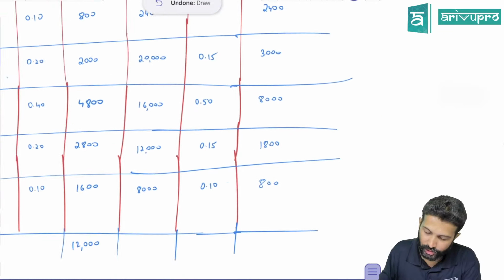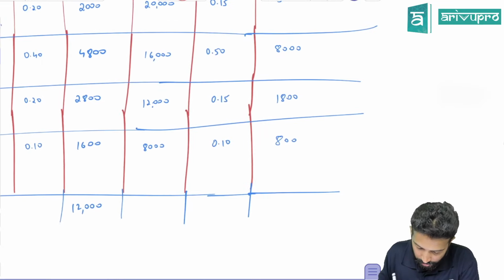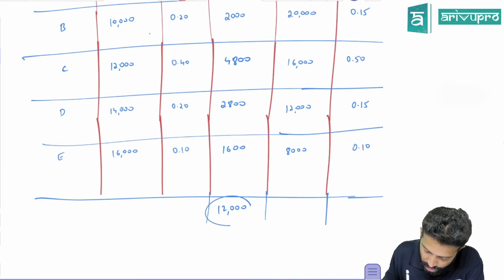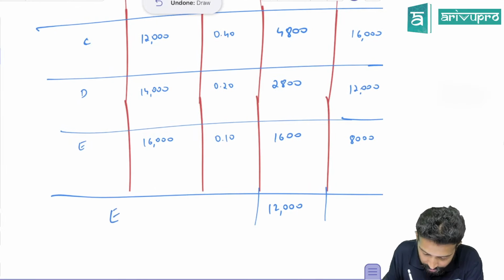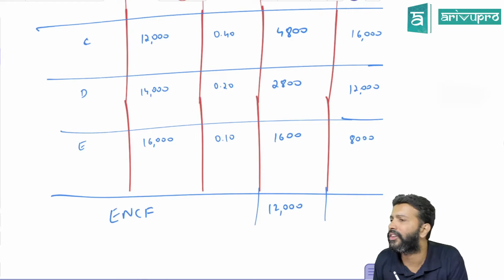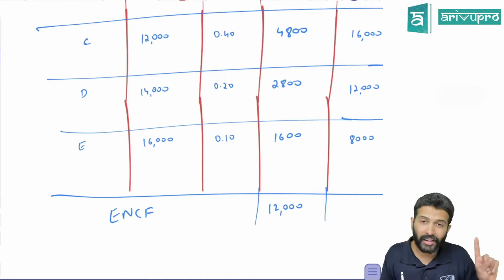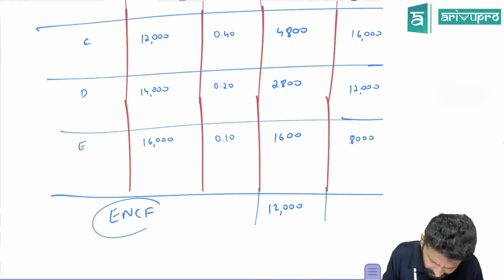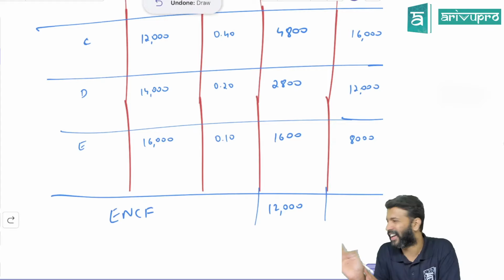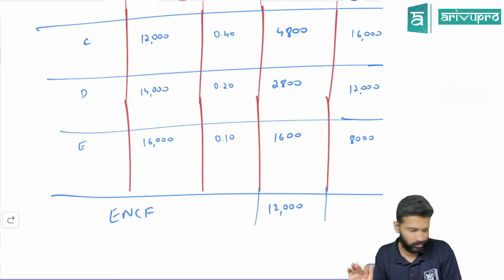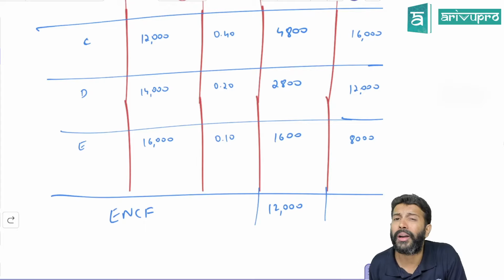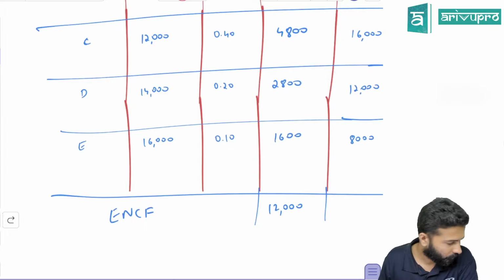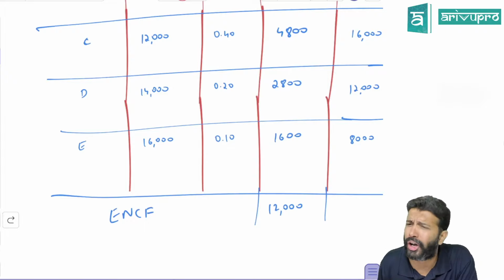And when you sum up everything, 16,000 is your number. This 12,000 and 16,000, we call the ENCF. ENCF means, for our NPV calculation we used to take annual net cash flow, remember? Here it is the expected net cash flow, by considering the probability element in this particular technique. Now take this number and do your normal NPV calculation.